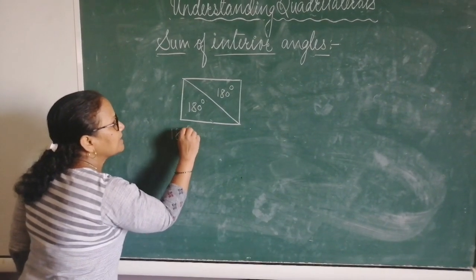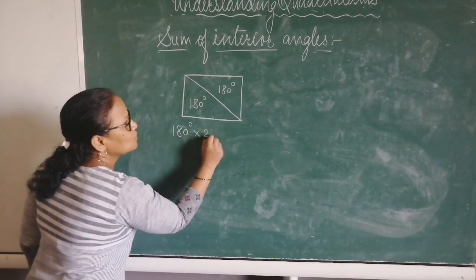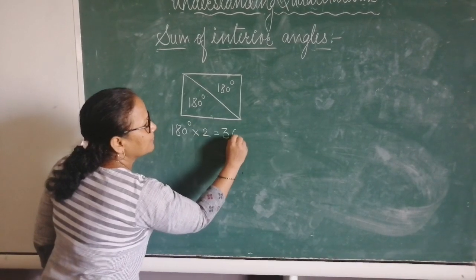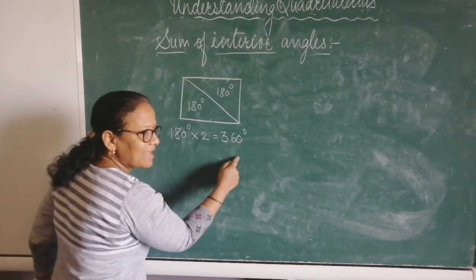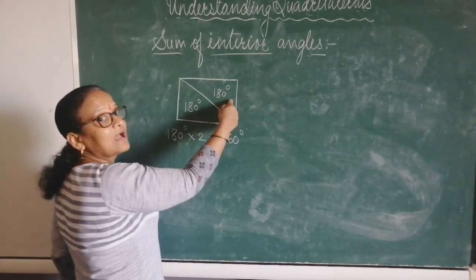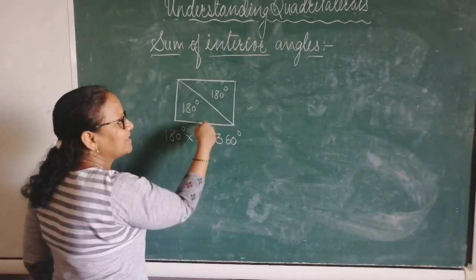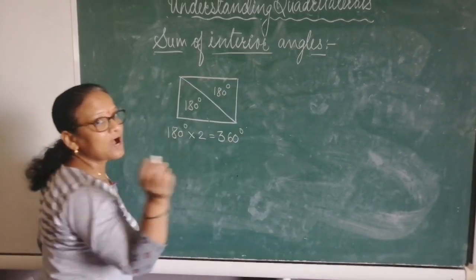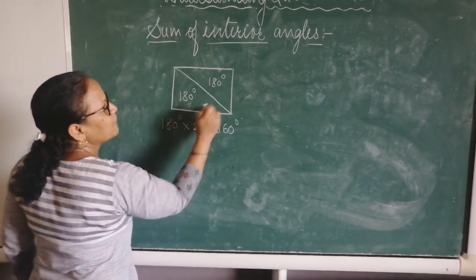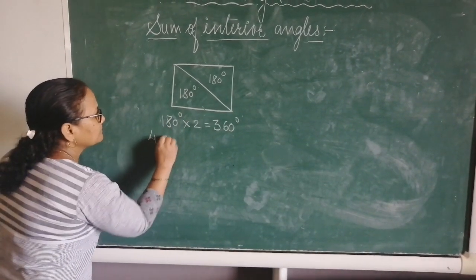That's why 180 degrees multiplied by 2 is equal to 360. That means we can say that the sum of the interior angles of the rectangle, or any quadrilateral, a four-sided figure, is 360. Now in a quadrilateral, how many sides are there? There are four sides.